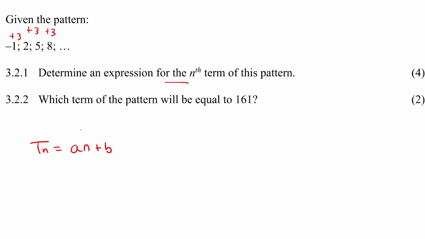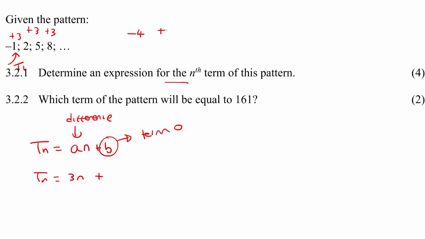So we know that a is the difference if you're using the grade 11 formula, and then b is term 0. Okay, so the difference each time is 3n. Now, what is term 0? Well, this is term 1. So what would the term just before that be? Well, that would be minus 4, because minus 4 plus 3 would give you minus 1. So it's going to be a minus 4 over here.